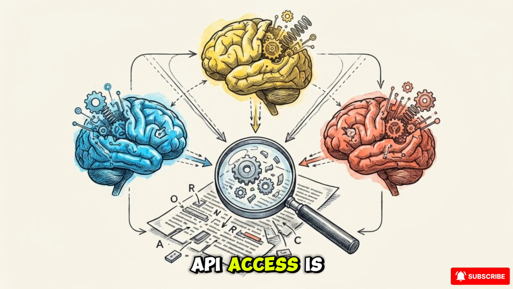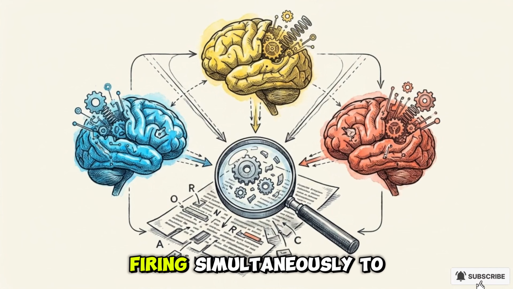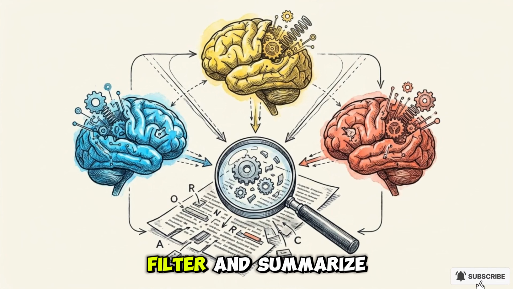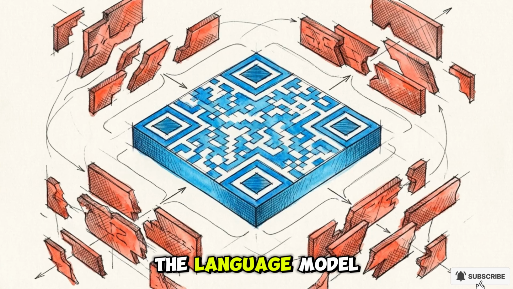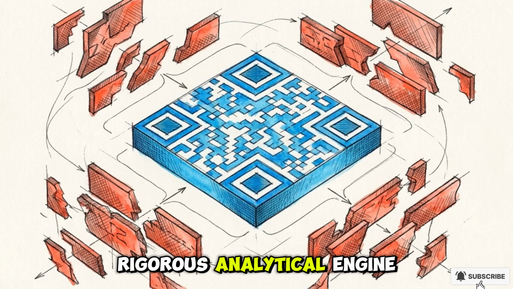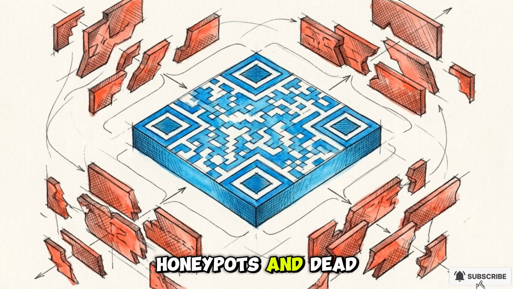Providing this API access is critical because Robin relies on multiple AI models firing simultaneously to read, filter, and summarize the sites it scrapes. In this context, the language model operates as a rigorous analytical engine, sorting through raw data to filter out law enforcement honeypots and dead ends.